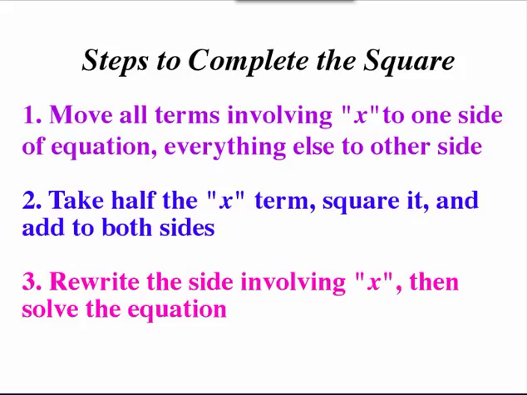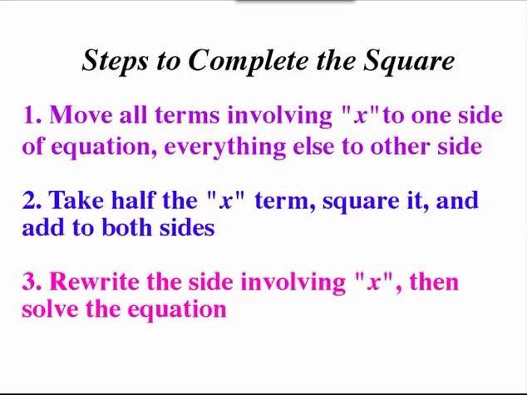So today what we're going to do is review completing the square. If you remember, there are 3 steps that we have for completing the square. Okay? Actually, there was a step first. The first step we need to do is make sure that x squared is 1, and we'll talk about that later. But we need to move all terms involving x to one side of the equation, everything else to the other side.